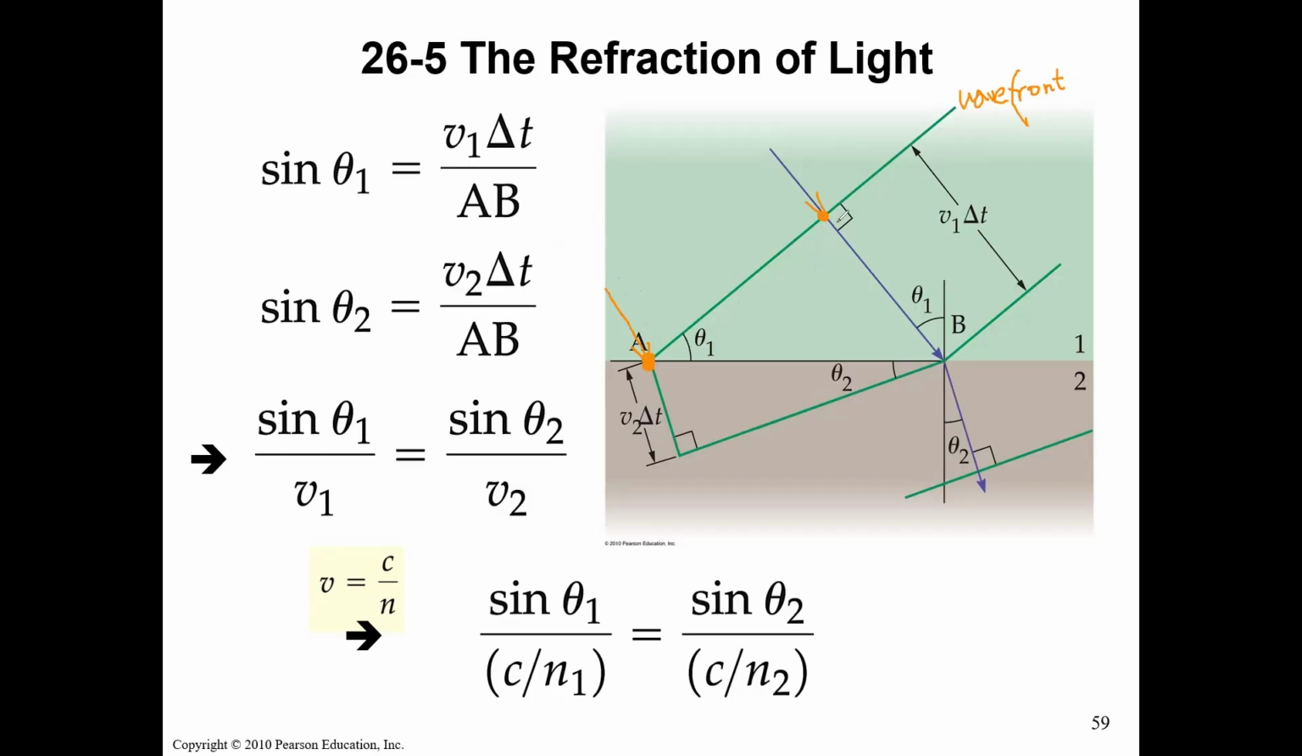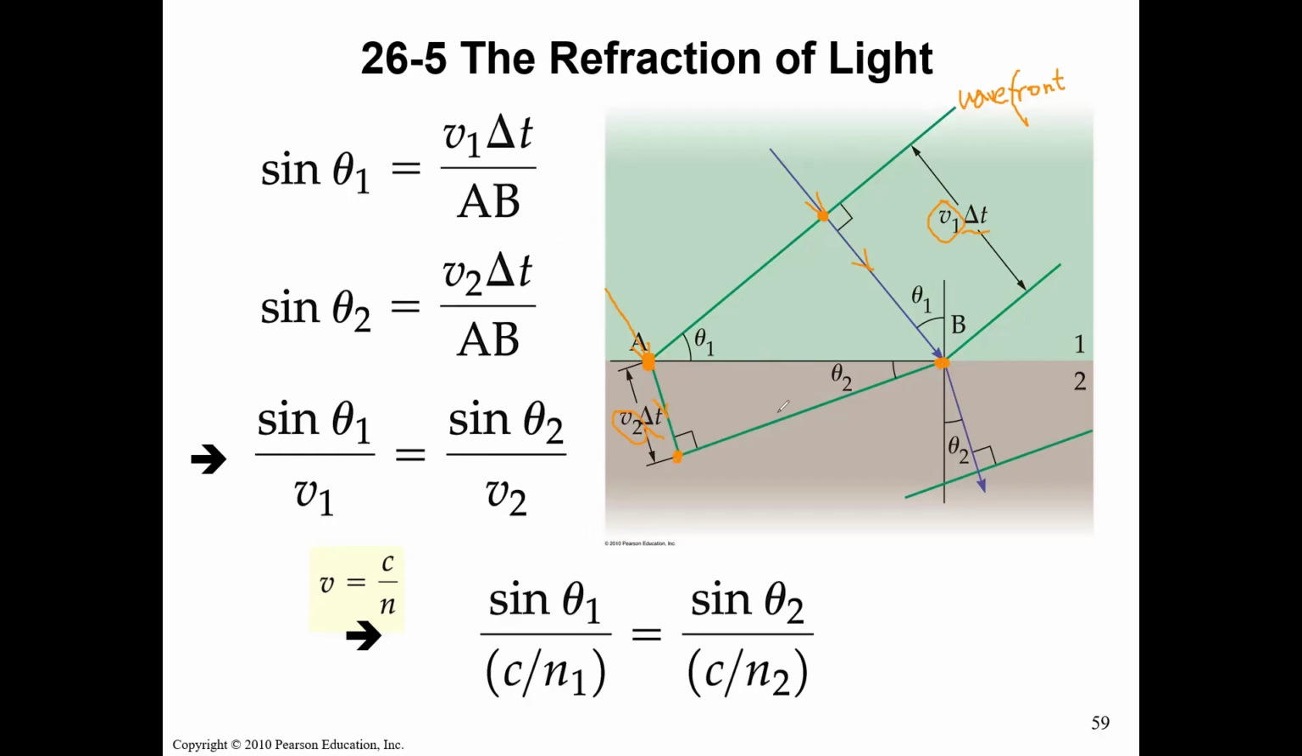Now let the light keep traveling. The light on the bottom will travel in medium 2, but the light on the top will travel in medium 1. So they will travel at different speeds, v1 and v2. Given a certain amount of time, delta t, the light will travel different distances. Light in medium 1 will travel a distance v1 delta t and arrive at point B. Light in medium 2 will travel a distance v2 delta t and arrive at this point.